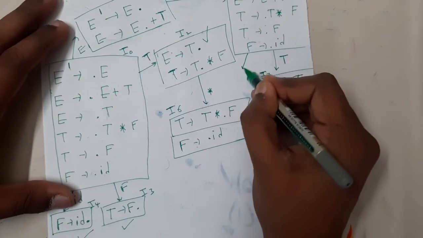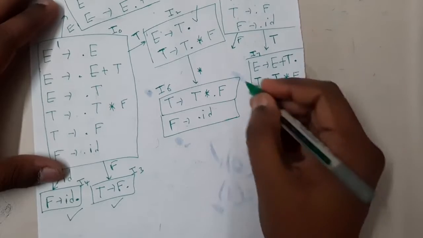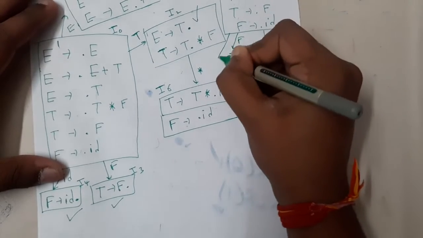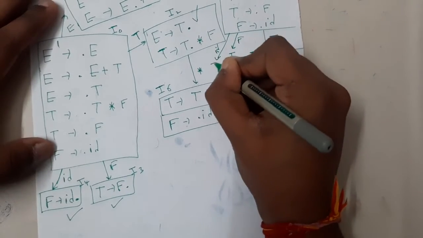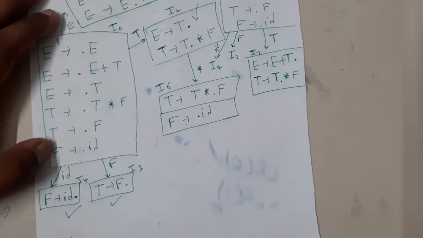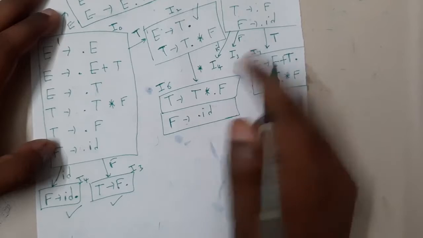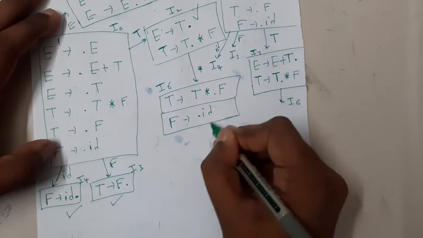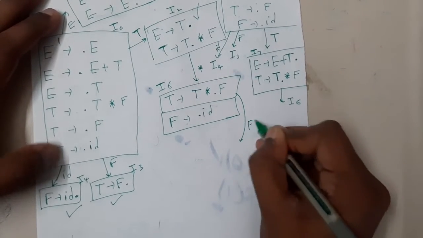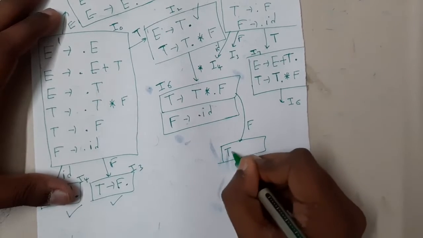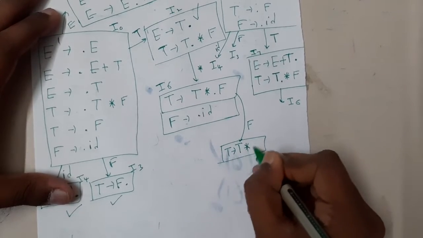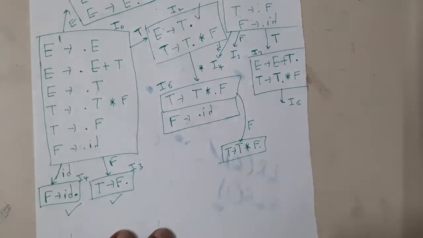Okay. Similarly, when it comes to F, it's already covered, that is I3, and when it comes to ID, that's also already covered, that is I4, right? Yes. Okay. And when it comes to this star also, I think it's already covered, this is I6, right? Yes. And now when it comes to F, we are going to generate T implies T star F dot, right? Yes.